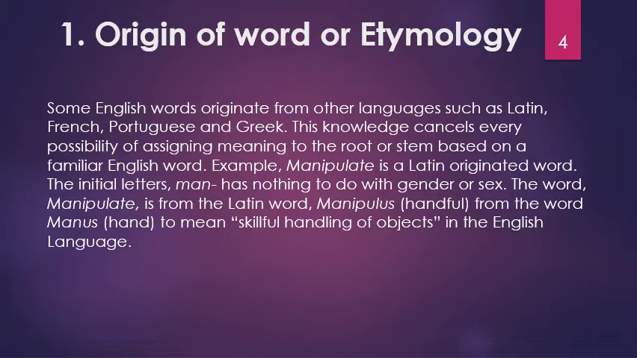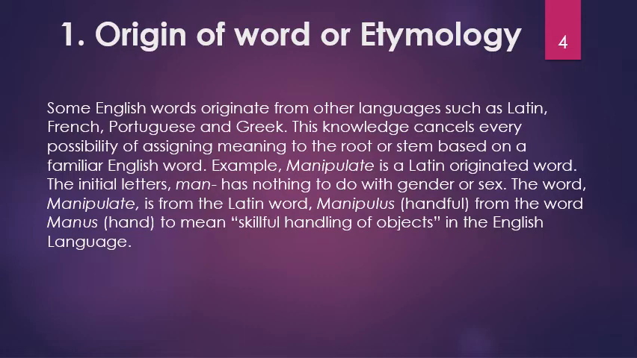For example, take the word manipulate, a word that originated from Latin. The initial letters man, from the word manipulate, have nothing to do with gender or sex. Therefore, class, the word manipulate is from the Latin word manipulus, meaning handful in English, from the word manus, that is hand, to mean skillful handling of objects in the English language. Therefore, class, the origin of a word, or its etymology, can help us understand the meaning of the word. That's one of the steps of understanding the meaning of an individual word in the English language.